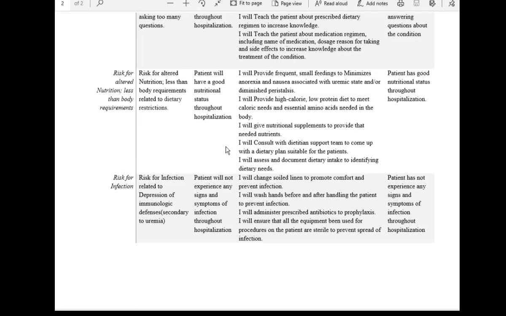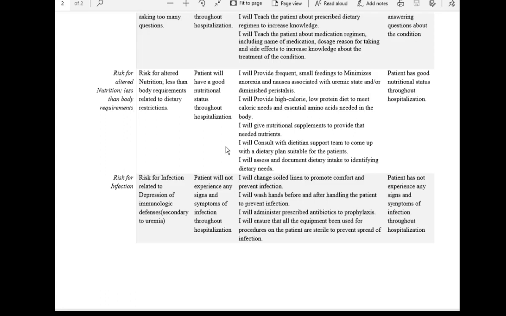The third point, I will give nutritional supplements to provide the needed nutrients. So here we have to give nutritional supplements so that we can improve the nutritional status of the patient.